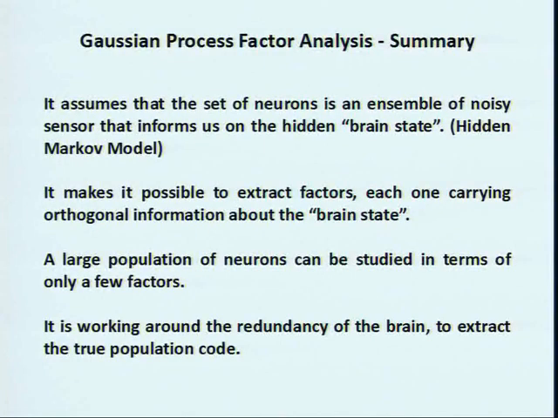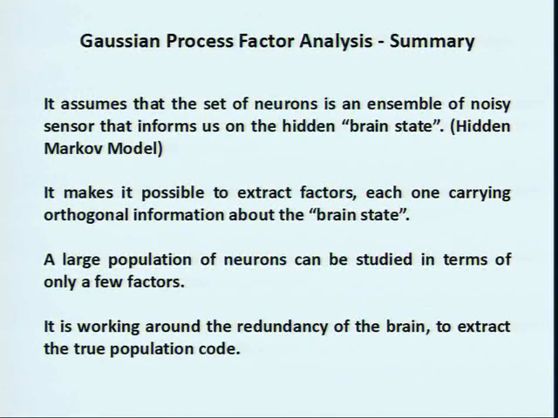So, Gaussian process factor analysis summary. I think this is a very nice way to think of it. It assumes that the set of neurons is an ensemble of noisy sensors that informs us on the hidden brain state. So the brain state is something that is only conceptual. It doesn't exist. You don't have a single variable in the brain that varies and drives all the other neurons. But through this analysis, we can get a handle on it, even though it is just a concept. For those who did machine learning or are interested in the subject, this is a very similar interpretation to a hidden Markov model.